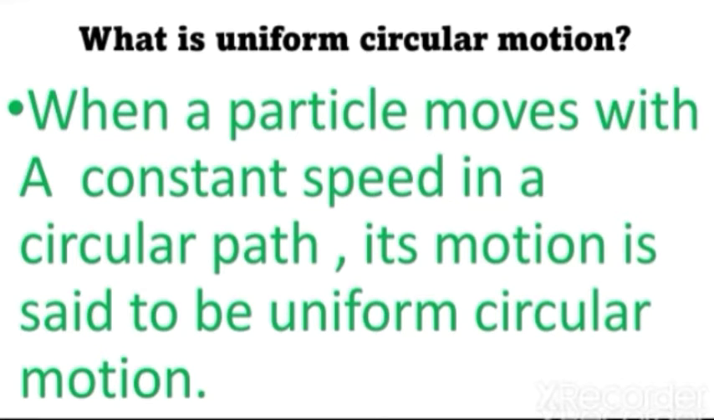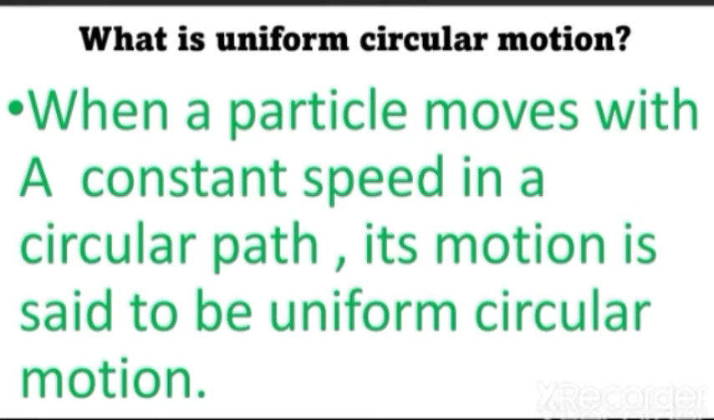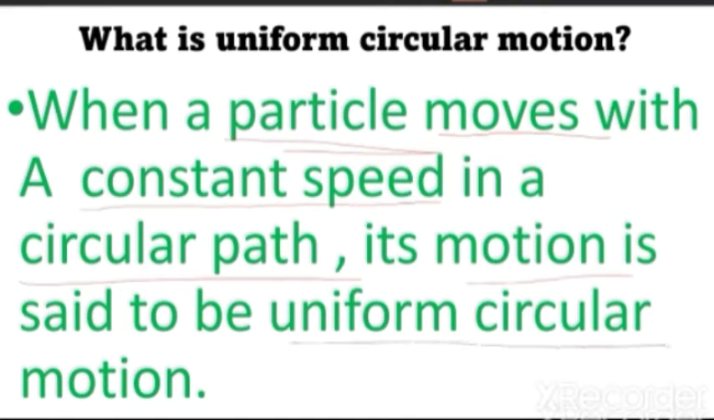What is it? When a particle moves with a constant speed in a circular path, its motion is said to be a uniform circular motion. In this, there are some keywords that I would like to tell. Particle moves with constant speed in circular path, motion is said uniform circular motion. These 1, 2, 3, 4, 5, 6 are the keywords of this definition.